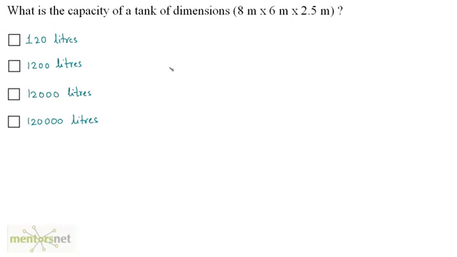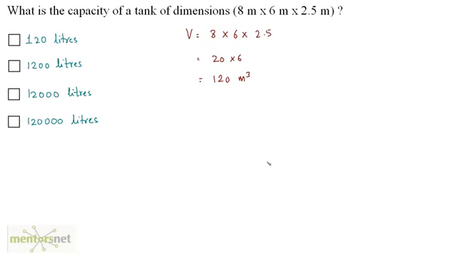What is the capacity of a tank of dimensions 8 meters by 6 meters by 2.5 meters? By capacity we mean volume, and volume of a tank, which is basically a cuboid, will be equal to the length into breadth into its height. So V is equal to 8 meters into 6 meters into 2.5 meters, right? Now 8 into 2.5 is 20, times this 6, and 20 times 6 is 120 meters cube.